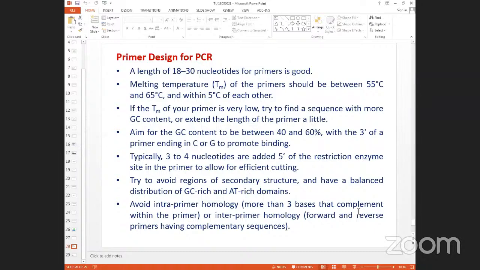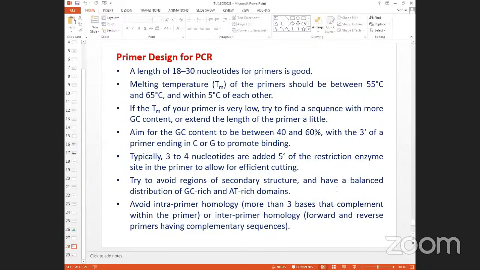If your TM is not good, you should look at the GC content. GC content should be between 40 to 60%. Another thing, you should not have complementation with each other, both forward and reverse primer. And a very important thing, you should have C or G at the 3' end of the primer. So these things I have discussed with you.